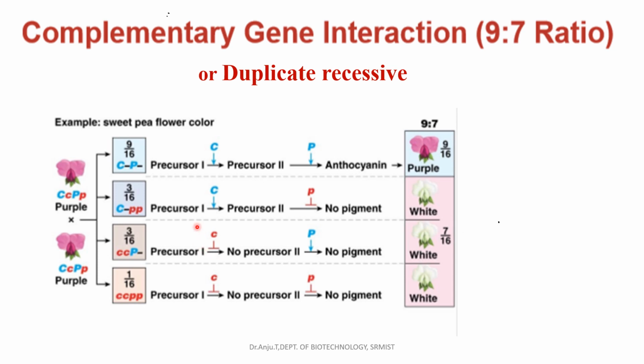The other case is when the dominant allele of gene C is absent but the mutant allele is present. Then also the first precursor itself will not be converted, so no pigment will be formed. So whether the recessive allele is of one gene or the other gene, when it is present, it is going to produce the same phenotype. That is why we call it duplicate recessive. So the ratio we get in the F2 generation is 9:7.